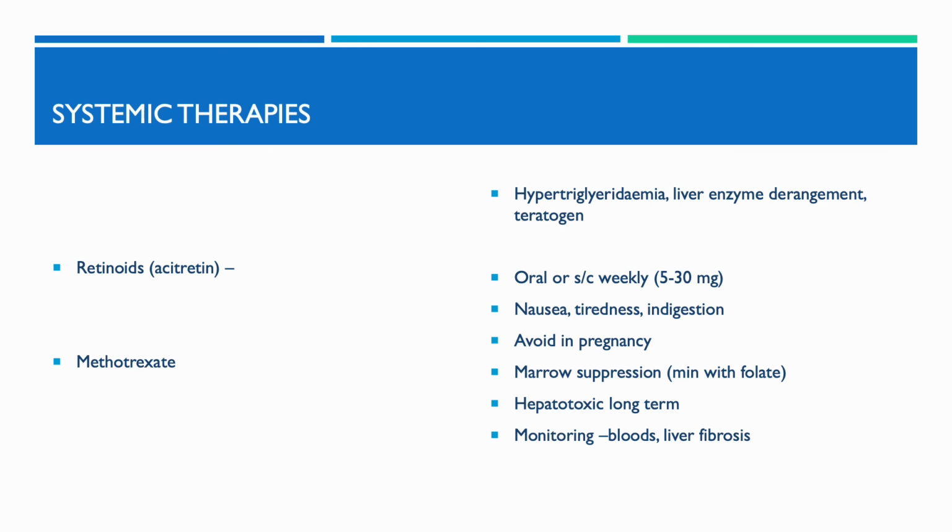In the short term, it can be marrow suppressive. There are a number of potential drug interactions with methotrexate. In the long term, it can be hepatotoxic, so alcohol should be kept to a minimum in patients taking methotrexate. But methotrexate can be used long term.